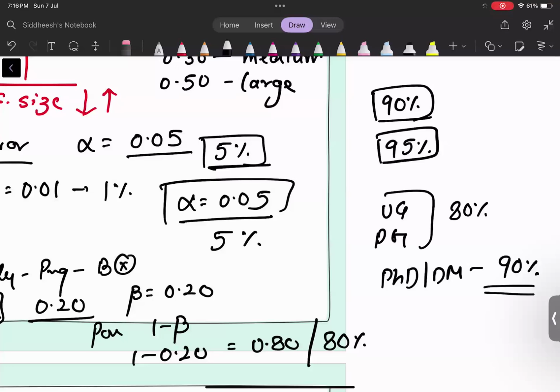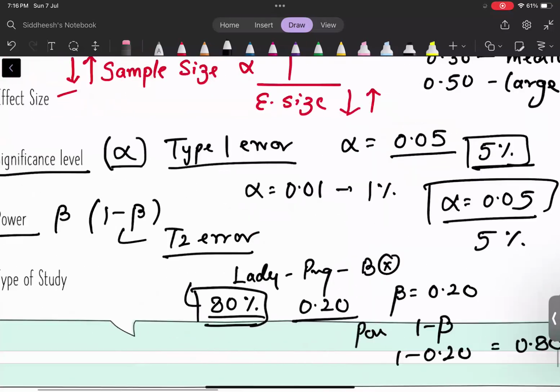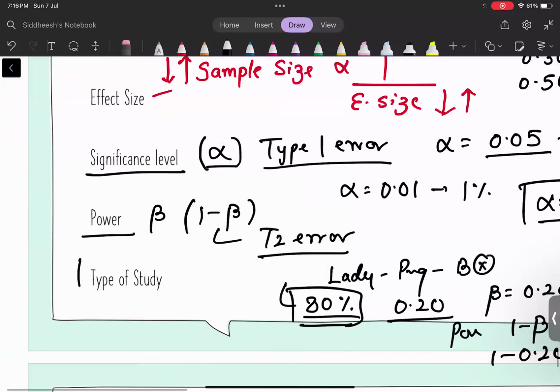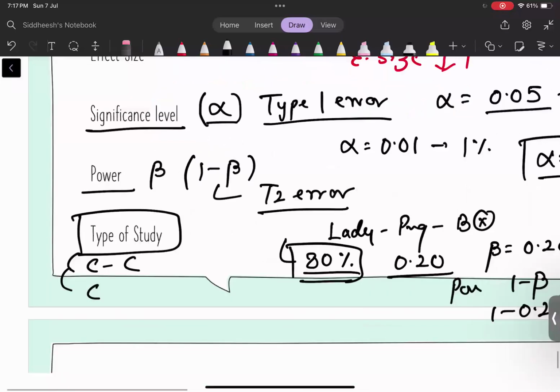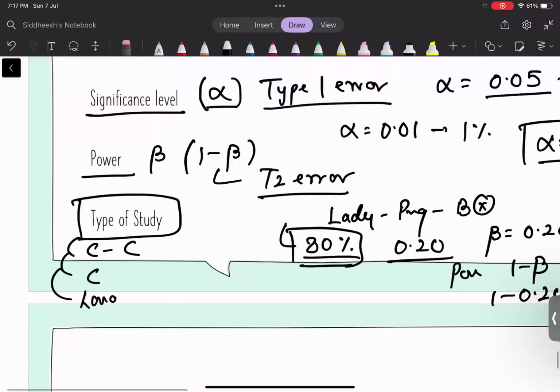Correct? The power part. The next thing we have is the type of study, whether you are doing a cross-sectional study in which you are taking case and control, or you have a single cohort of individuals, or you are doing a longitudinal study with multiple follow-ups. Suppose in one study you have two follow-ups, in another study you have three, in another you have five. So for each study you will get a different sample size.